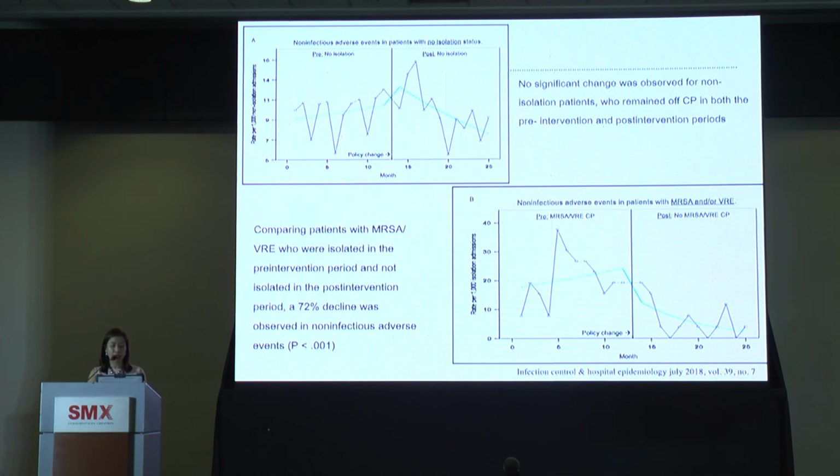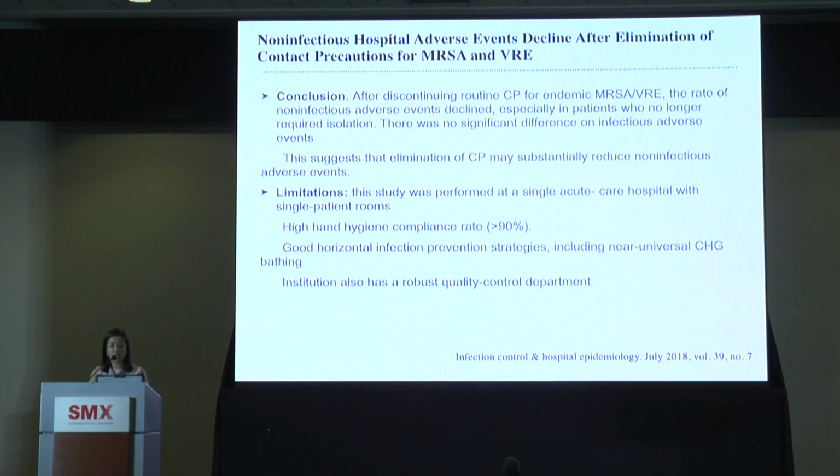Comparing patients, particularly patients with MRSA and VRE, there was a significant decline in the non-infectious adverse events, with a 72% decline when you discontinued contact precaution. Thus, the study concluded that after discontinuing contact precaution for endemic MRSA and VRE, the rate of non-infectious adverse events declined, especially for those who no longer require isolation, without significant difference in the infectious adverse events. The study suggests that elimination of contact precaution may substantially reduce non-infectious adverse events.